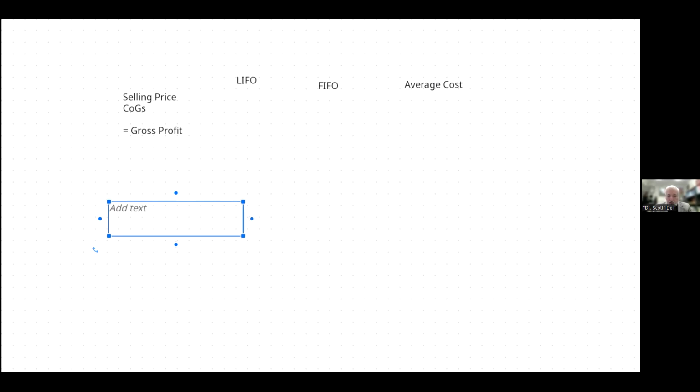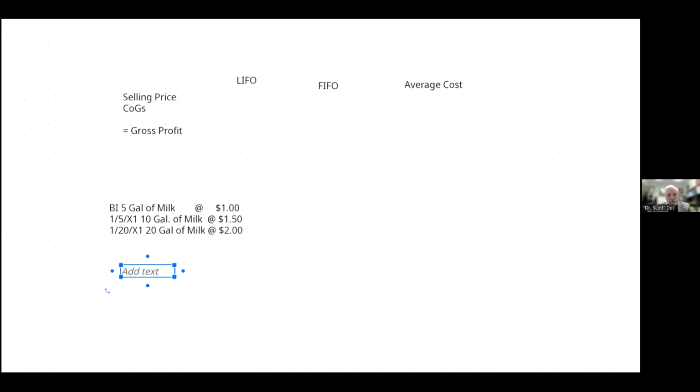And we'll make it easily readable and consistent. And now we're going to have a sale, and we'll do cumulative sales at the end of the month. And we'll say we sold 1 gallon on January 25th for $3.